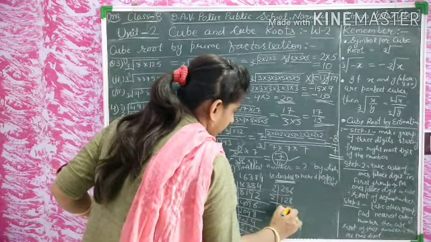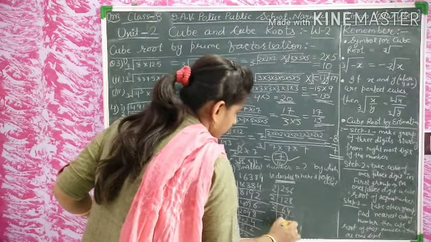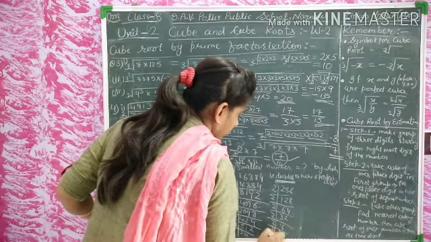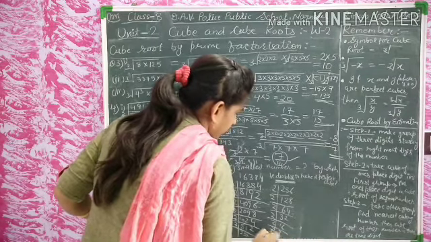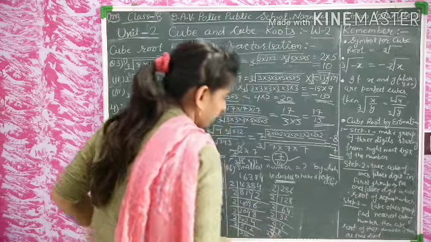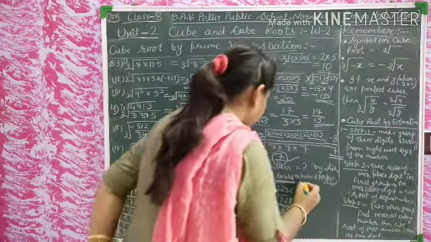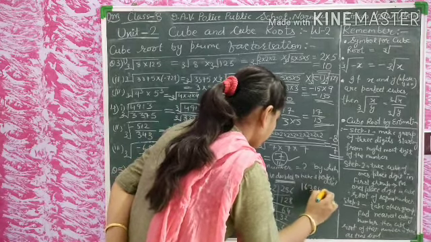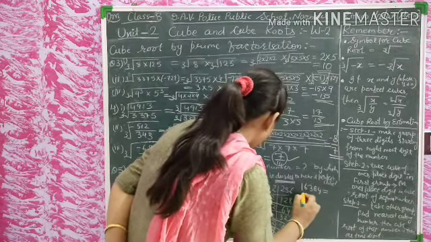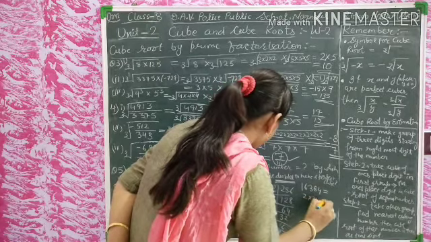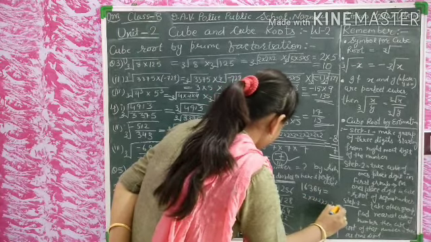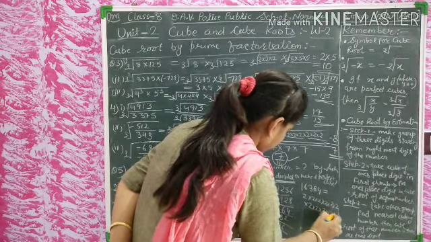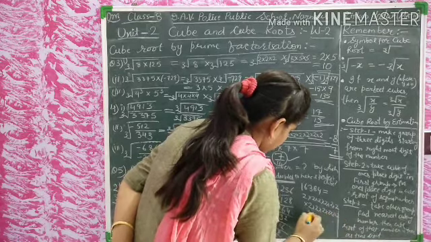And 2 4s are 8, 2 3s are 6, 2 2s are 4, 2 1s are 2, 2 6s are 12, 2 8s are 16, 2 4s are 8, and 2 2s are 4, and there is 2 1s are 2. So the prime factorization of 163824 is equal to 2 into 2 into 2 into 2 into 2 into 2 into 2 into 2 into 2 into 2 into 2 into 2 into 2 into 2.